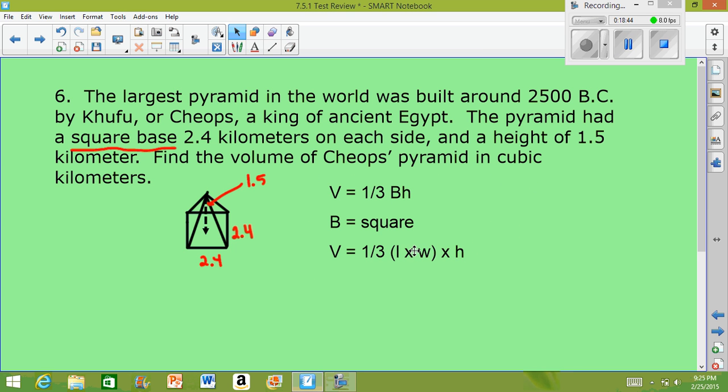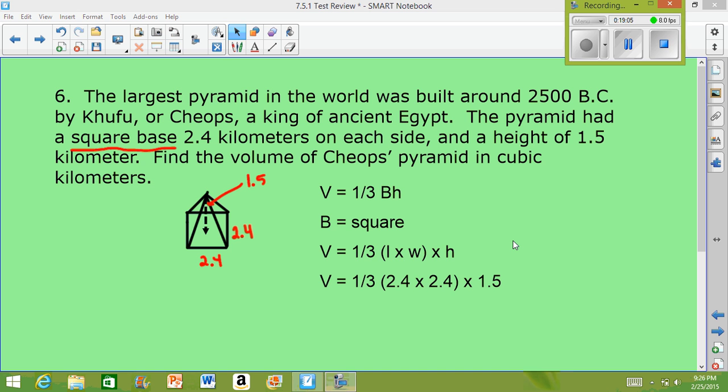So when I do that replacing that formula, the 1/3 stays the same. Don't leave it off. When we graded your quiz, we saw a lot of people that left off the 1/3 even though they had the correct formula circled. So the area of the square is length times width times our height. So now we're ready to replace those with numbers. All right, so when I replace that formula with numbers, I have 1/3 times 2.4 times 2.4 times 1.5.